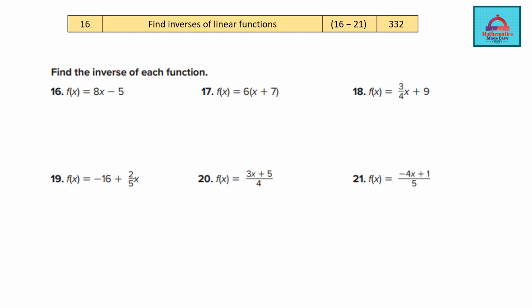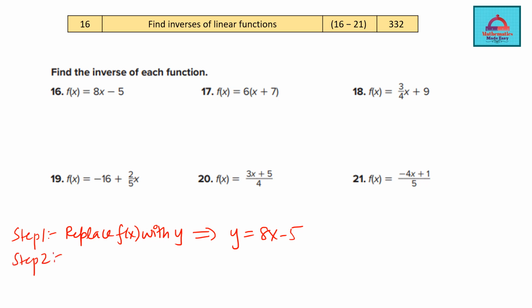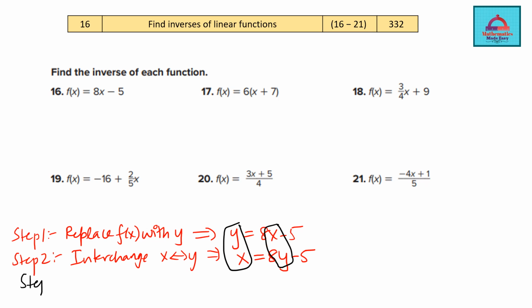Next is find the inverse of these functions. So there are going to be 4 steps that we follow. Step 1, replace f(x) with y. So the equation we are solving, question 16, becomes y equal to 8x minus 5. Step 2, interchange x and y. That means where there is y, put x, where there is x, put y. Okay, so I hope you are seeing how I'm interchanging the two variables. Step 3, solve for y.